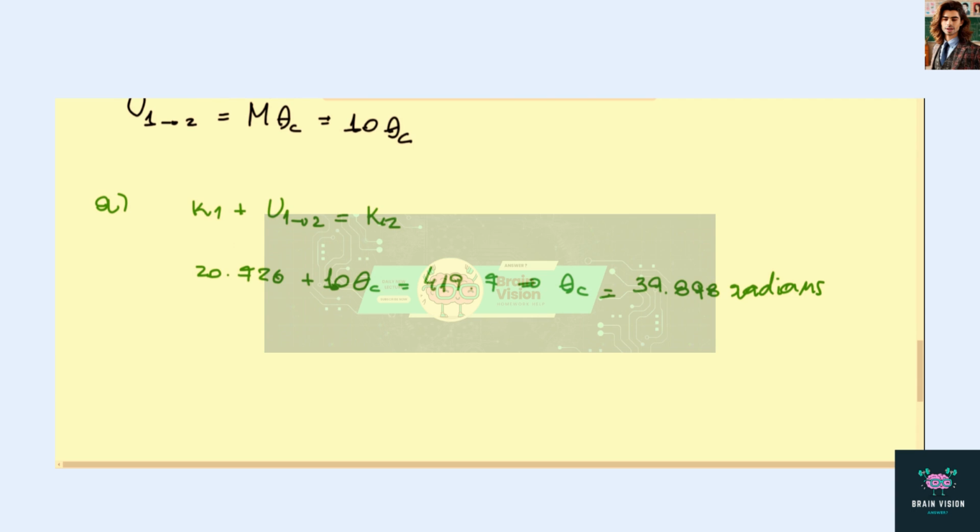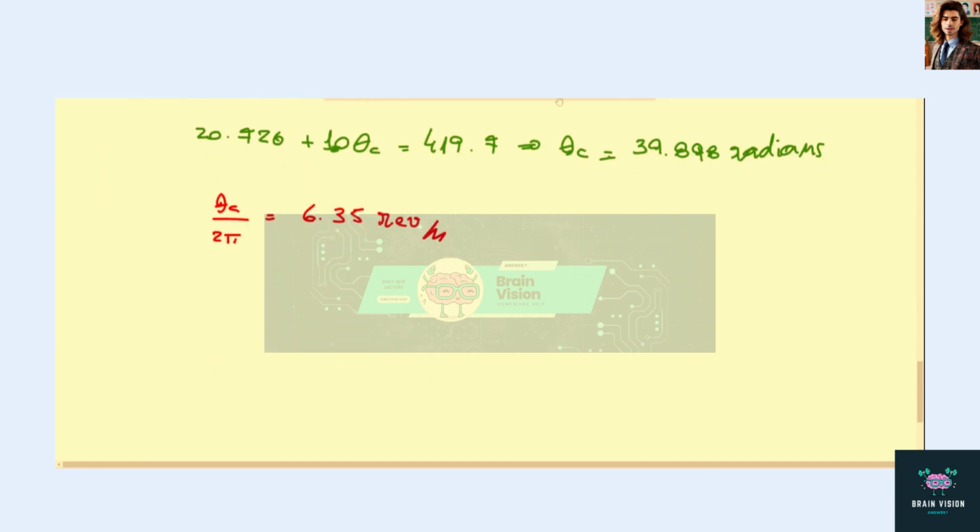Therefore, since we want to discover the number of revolutions that the gear C must do to go to this speed, we just need to divide theta C by 1 revolution, which is 2 pi. Therefore, we will find that the number of revolutions is going to be equal to 6.35 revolutions. And that's the answer for part A.